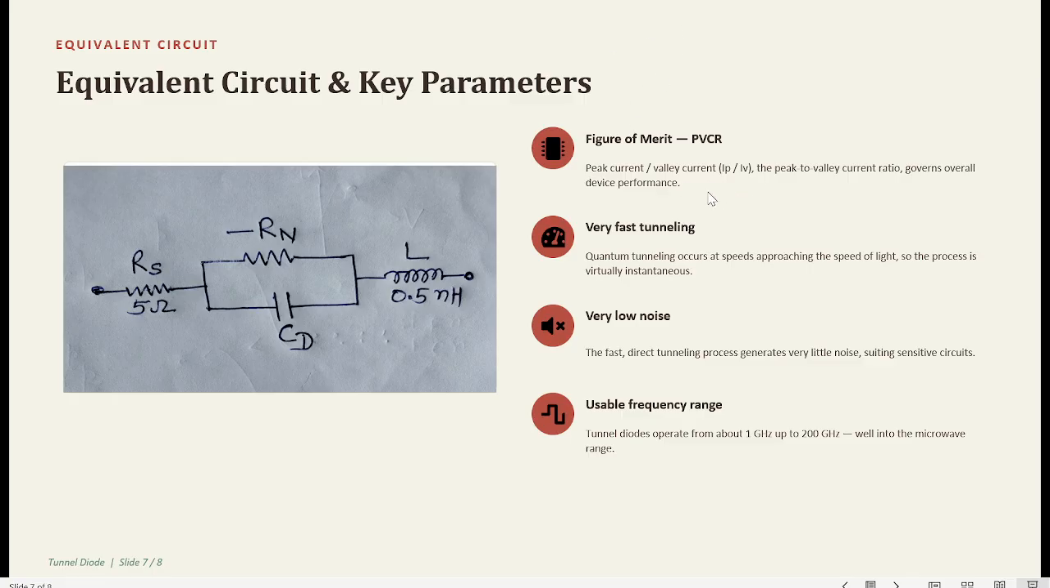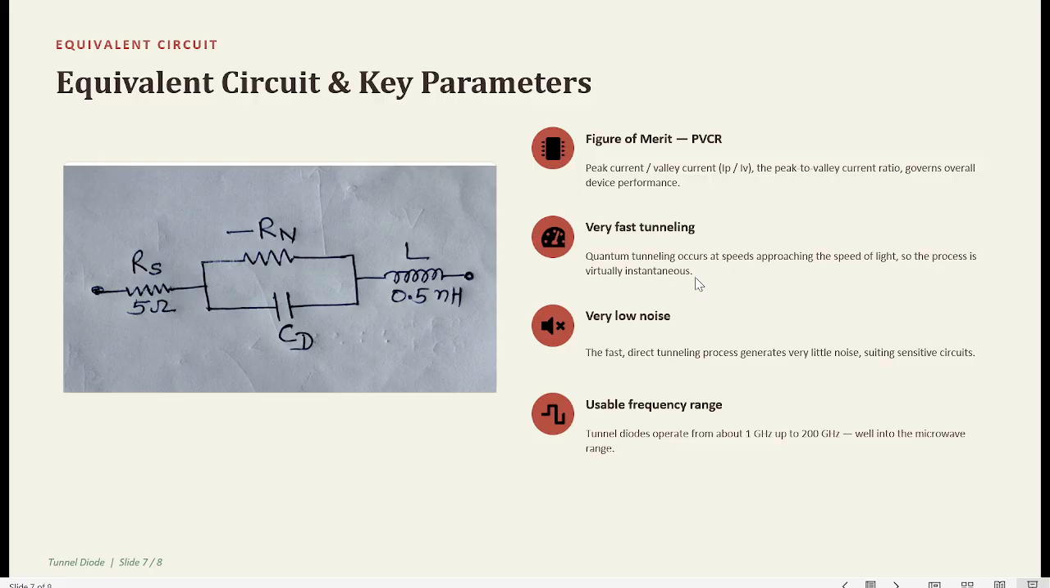Now here I have listed some of the important features of the tunnel diode. A figure of merit of the tunnel diode, which is also known as PVCR, is actually the ratio of its peak current to the valley current, and if this ratio is high, then the diode is considered as a good diode, and overall device performance is judged on the basis of this figure of merit of the tunnel diode.